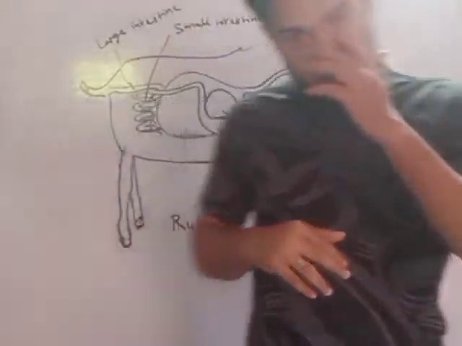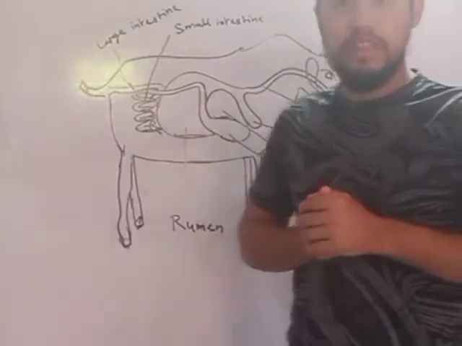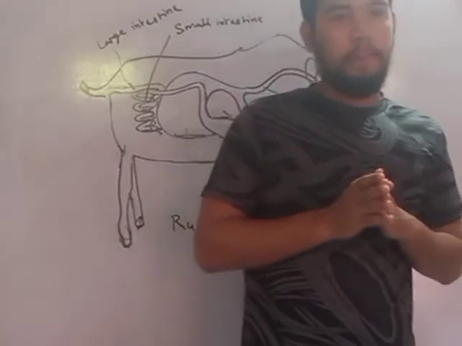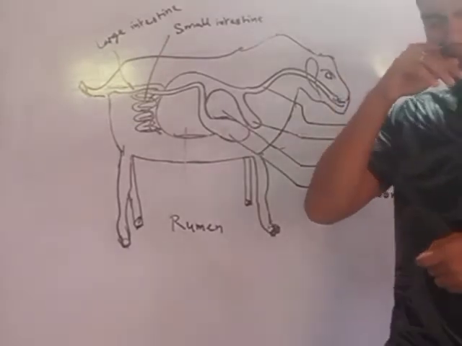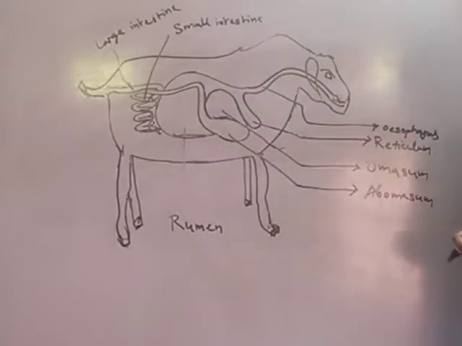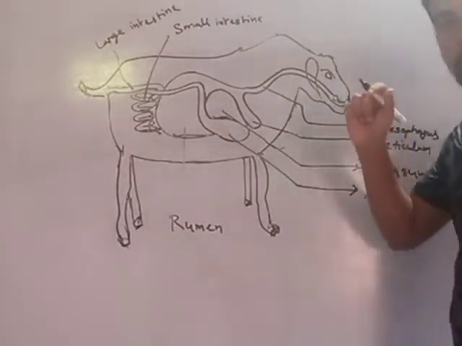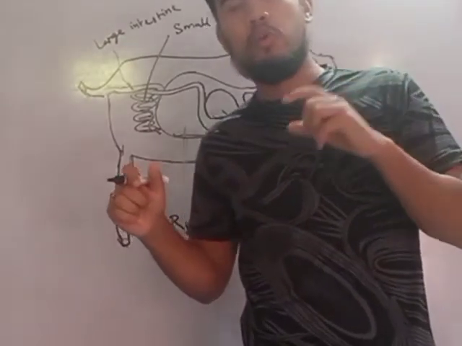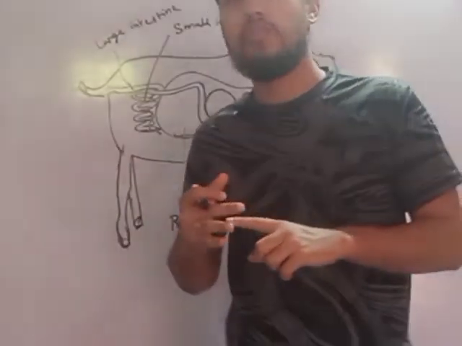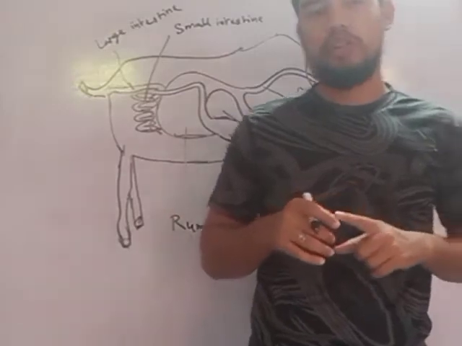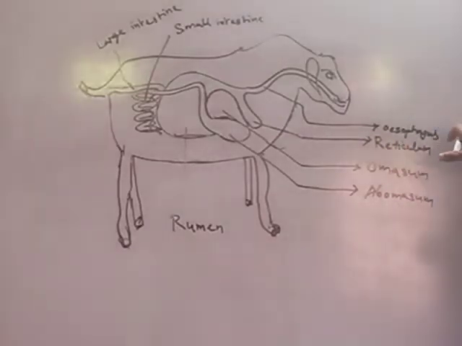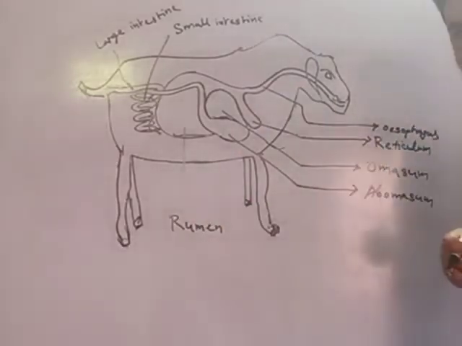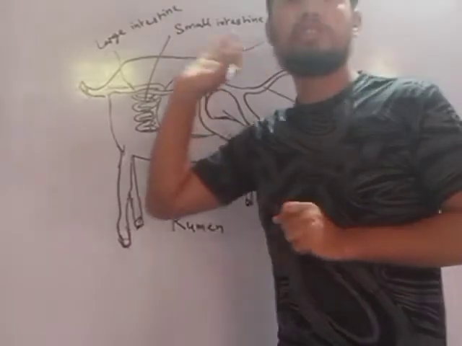So today, nutrition in ruminants. We basically have four main parts in ruminants. Like the digestive system of humans, where we have studied the mouth, esophagus, stomach, large intestine, small intestine and liver, in ruminants we have the esophagus, reticulum, omasum, abomasum and rumen, and the small intestine and large intestine.